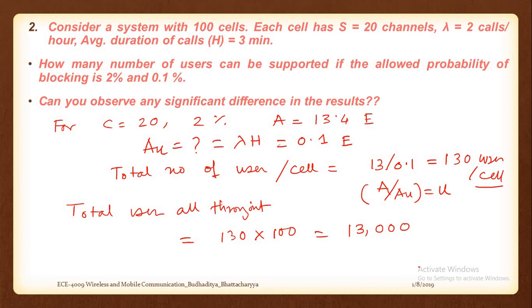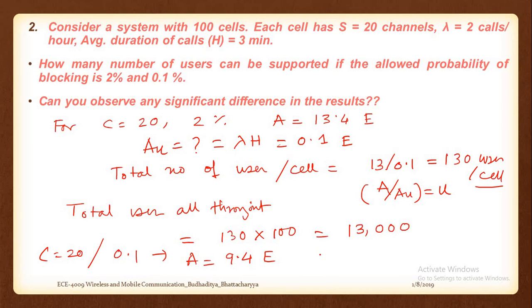For 0.1% blocking probability with 20 channels, what value are you getting? 9.41. So when C equals 20 and your blocking probability is 0.1%, capital A comes to around 9.4 Erlang. Divide that by 0.1, because the rest of the things have remained the same. So 9.4 divided by 0.1 is around 94.